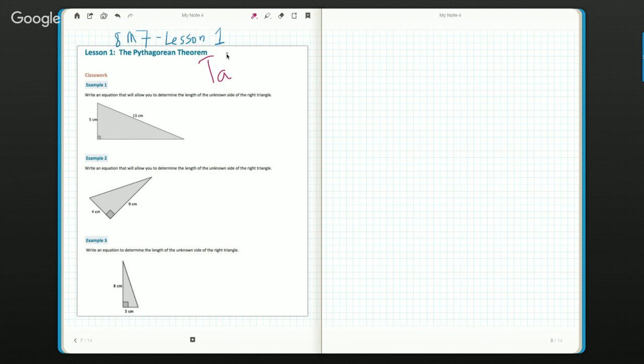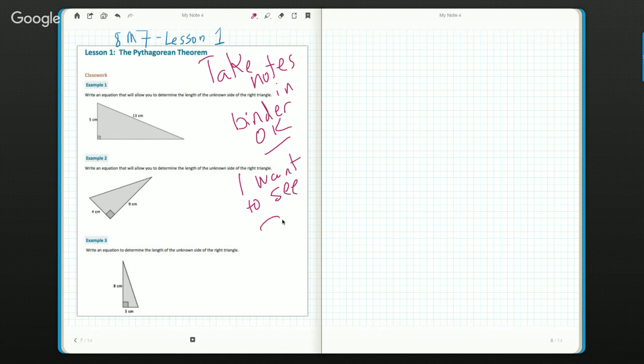Take notes. Notes in your binder is okay, but I want to see with my eyeball. I want to see notes on Monday. Okay, good. We got it?